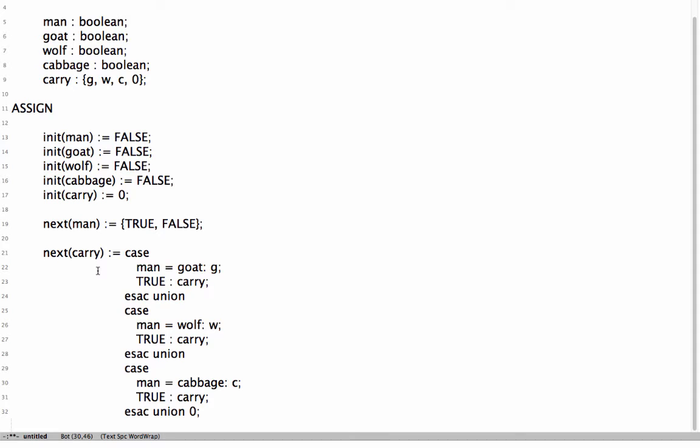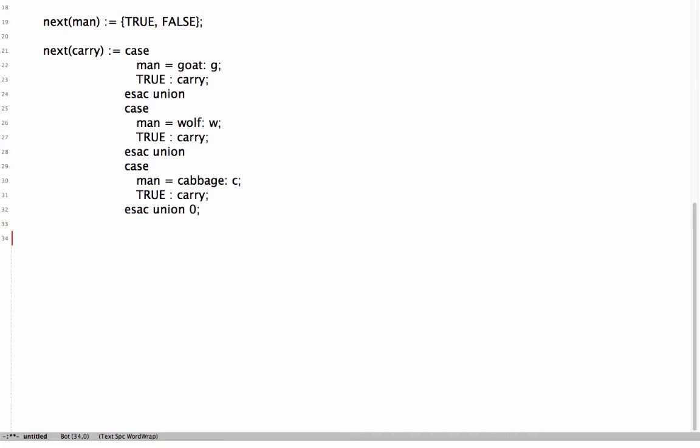This assigns the next value of carry. There is also a 0 which denotes the fact that the man might choose not to carry anyone. Okay? Now, what about the next of goat, next of wolf, and the next of the cabbage? If we write one, the others will be similar.